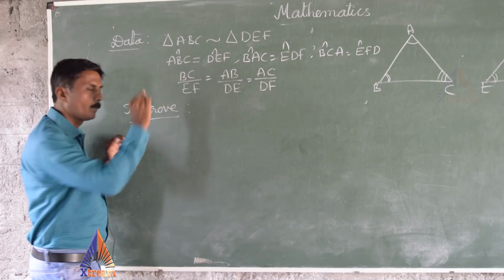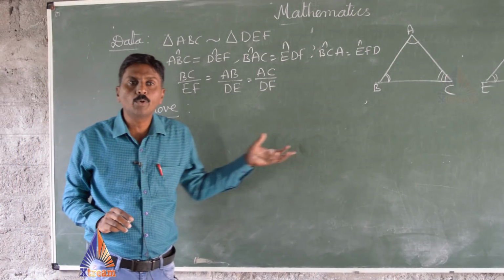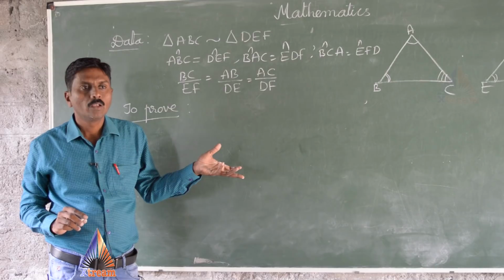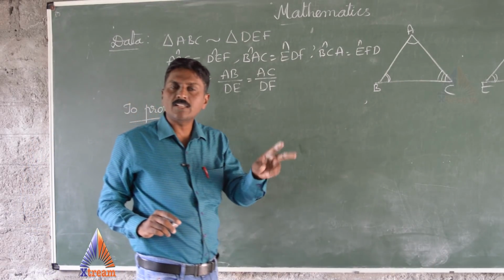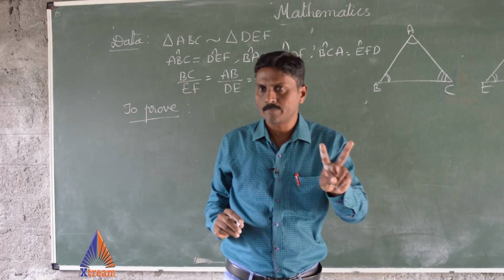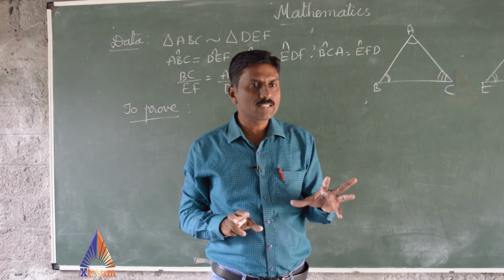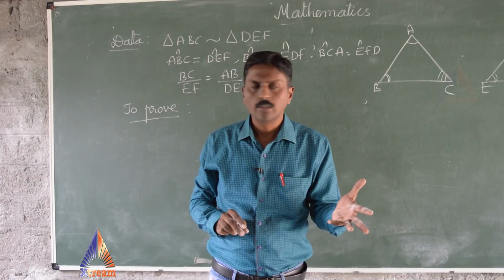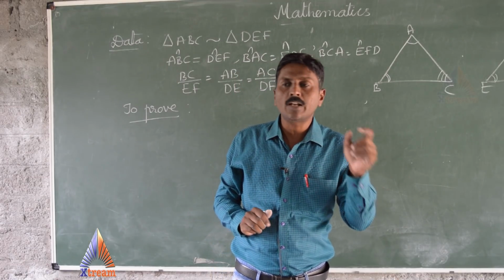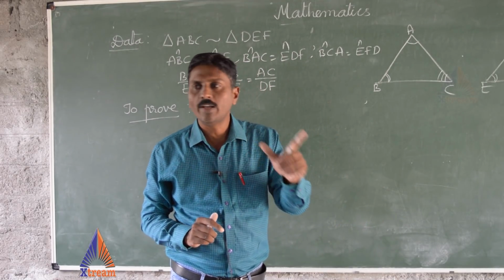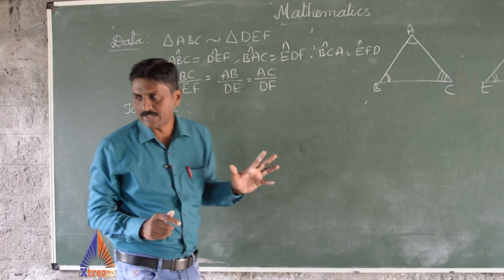Now, to prove, what you have to prove here? The ratio of areas of two similar triangles is equal to square of their corresponding sides. In other words, the areas of similar triangles are proportional to square of their corresponding sides.